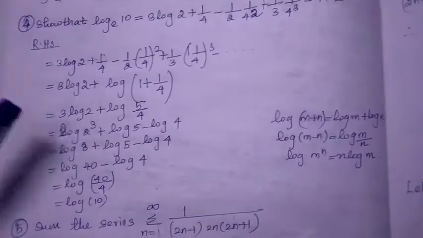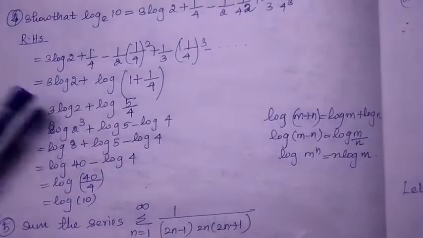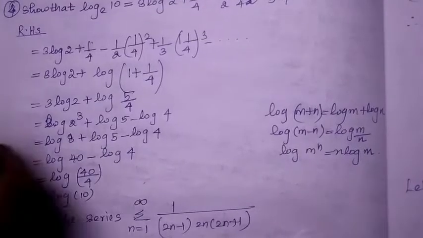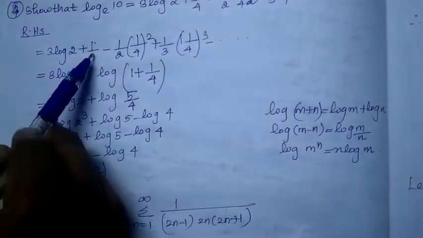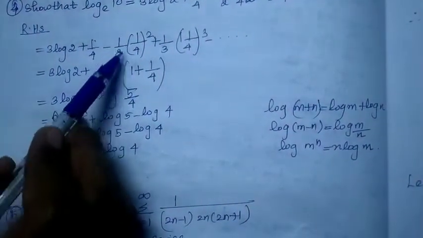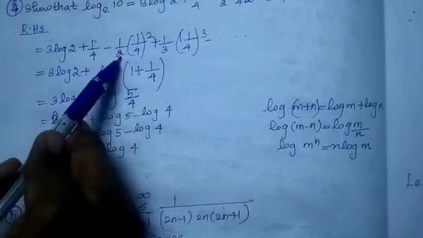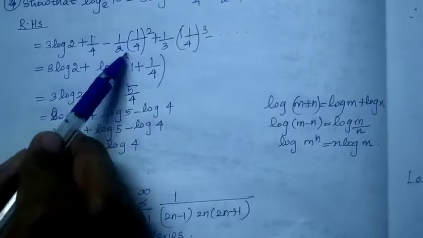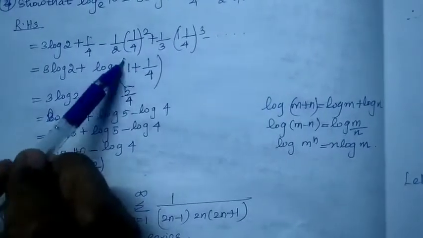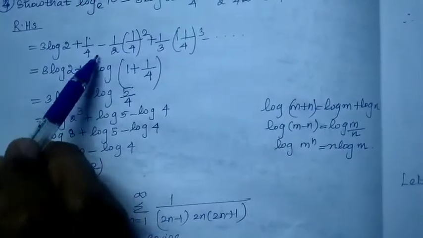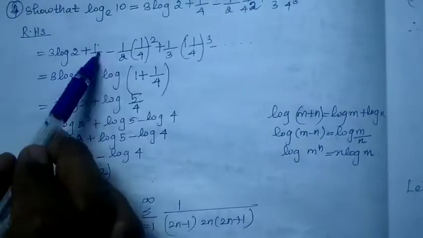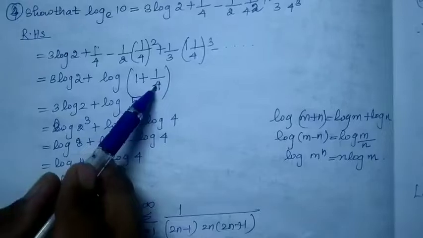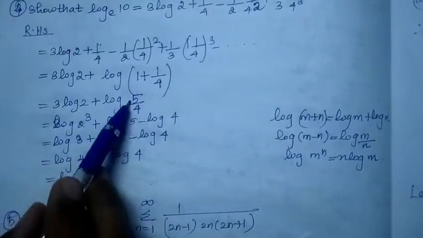So right hand side I'm writing as it is. After that, listen, so 3 log 2 plus, look at this formula, this is in the form of x minus x square by 2 plus x cube by 3, with x equal to 1 by 4. So this is in the form of log of 1 plus x. In the place of x we have 1 by 4. Just replace that in the formula, so you will get log of 1 plus 1 by 4. So this is 5 by 4.